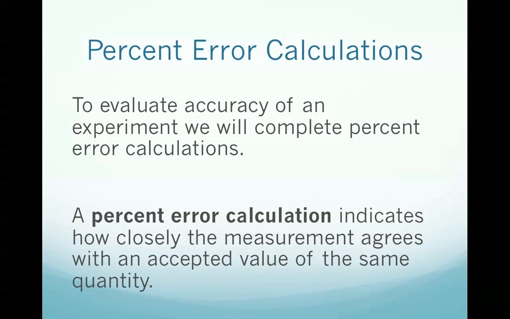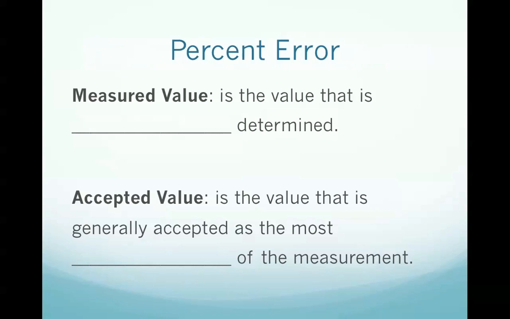All right, so percent error calculations evaluate accuracy. This is going to help us tell how close our measurements in the lab are to our accepted values for the same types of measurements. So 2 important terms that you have to be able to differentiate between while problem solving and working in the lab: our measured value is the one that's experimentally determined. This is the value you actually get from doing the lab yourself. Our accepted value is the most probable value of the measurement, usually given to you by your teacher or found in a reference table or text.